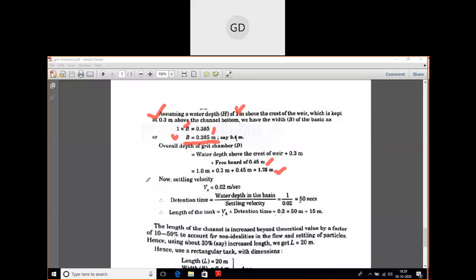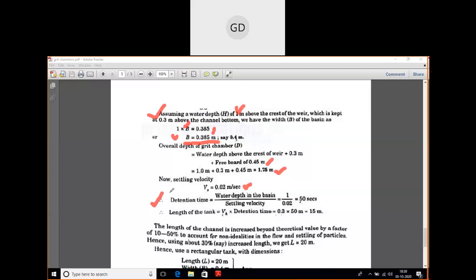Okay, since here we are designing the tank, we need the length, breadth and width. Okay, so here now after you have got the width, you have got the depth, now you need what? You need the length. So you have to find the length. So how to find the length: the settling velocity is 0.02. Okay, like from the range we have selected one velocity. So now we need to find out the detention time.